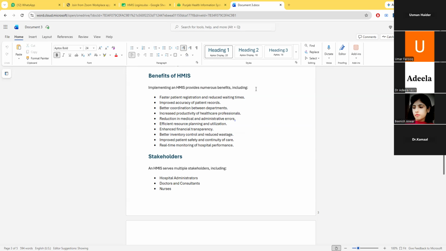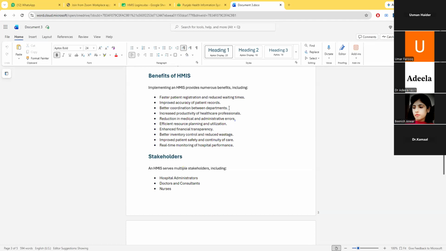Great. Okay. So, benefits of HMAs. Implementing an HMAs provides you numerous benefits, including faster patient registration and reduced waiting times, improved accuracy of the patient records, better coordination between departments. So, what does it mean?